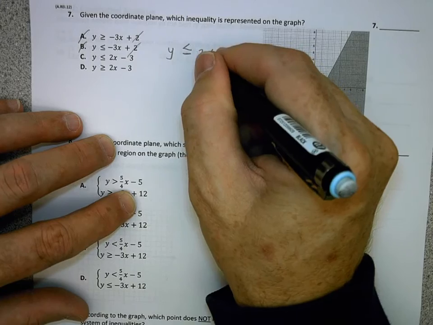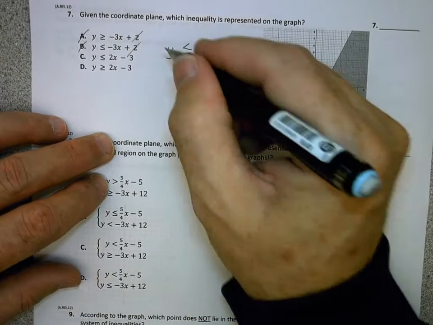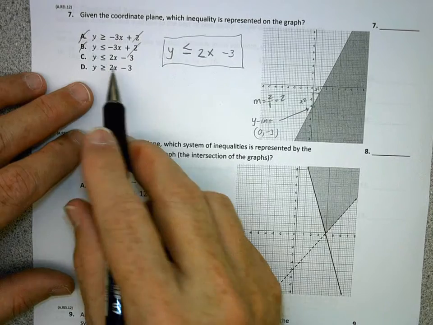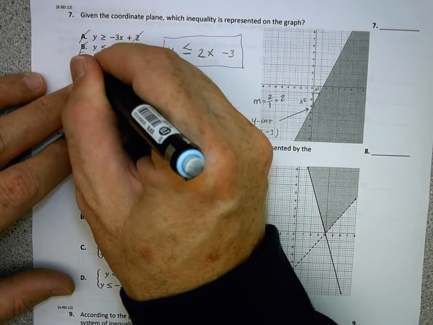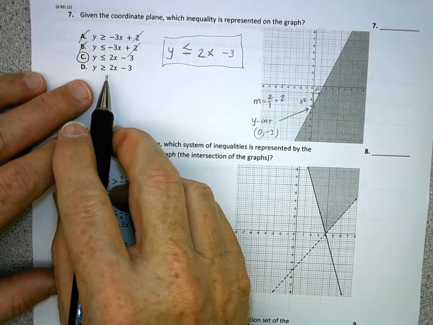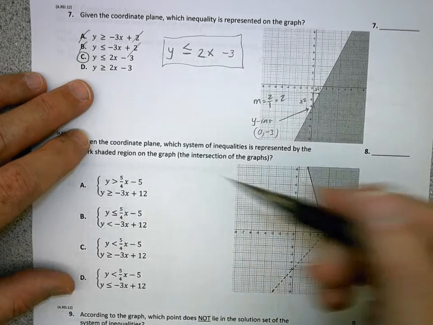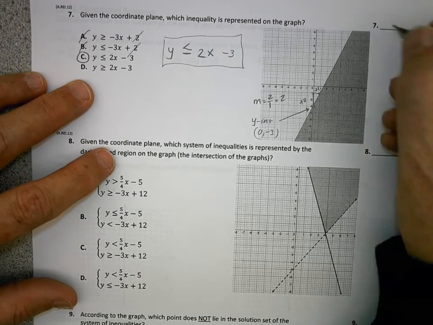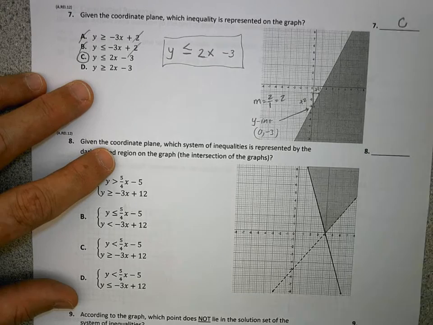So 2 is going to go in here. So this is the equation I'm looking for: y is less than or equal to 2x minus 3, and it's right there. Notice the other answer that they gave you was the same, except they made it greater than, which would be shaded on the other side. So the answer to number 7 is C.